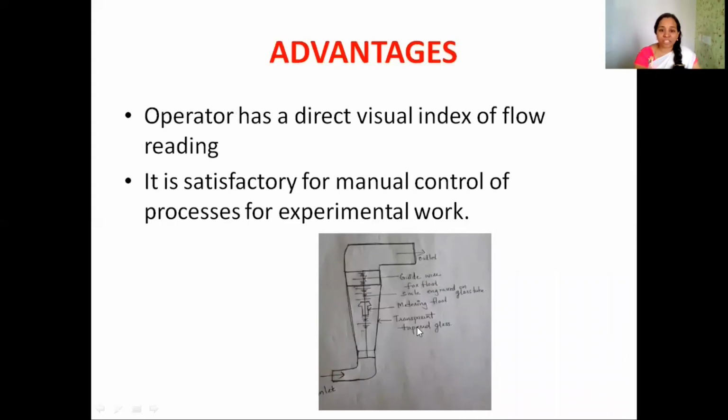Move on to the advantages. The rotameter consists of a tapered transparent glass tube, so we can observe what is happening inside this tube. So visual index of flow reading is possible in the case of rotameter. Rotameter we can manually operate. So these are the two important advantages of rotameter.